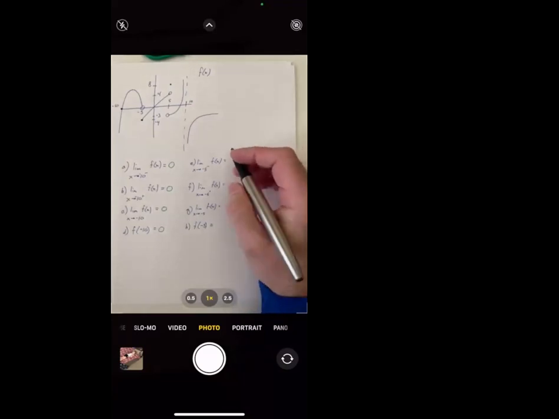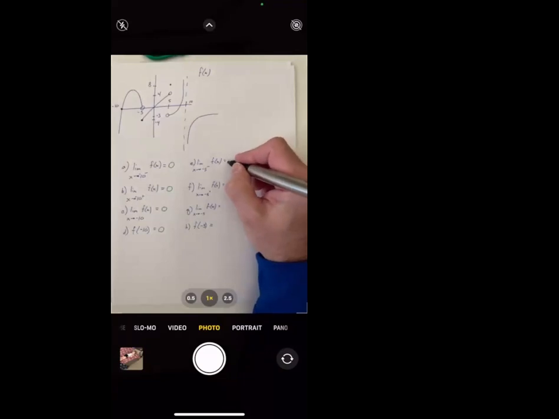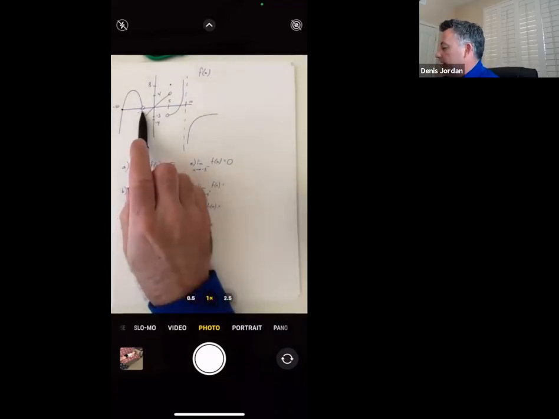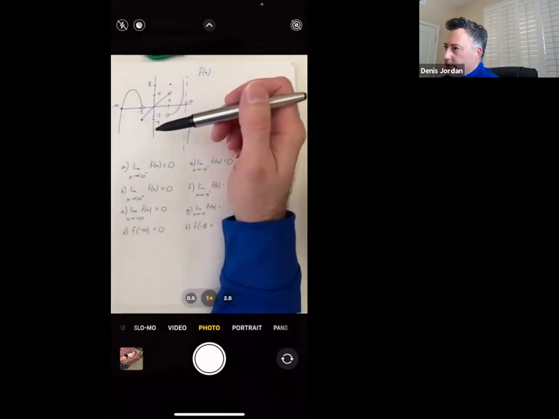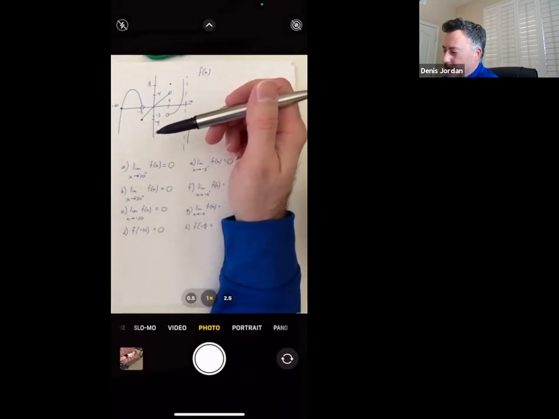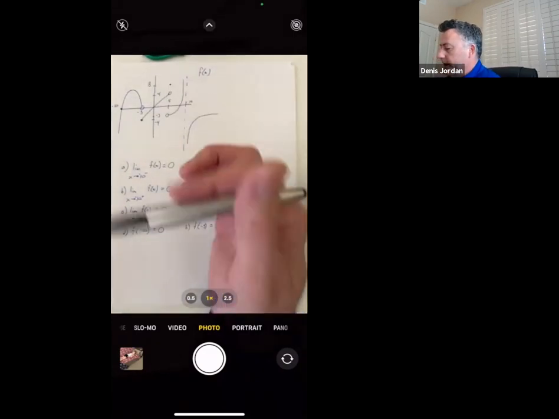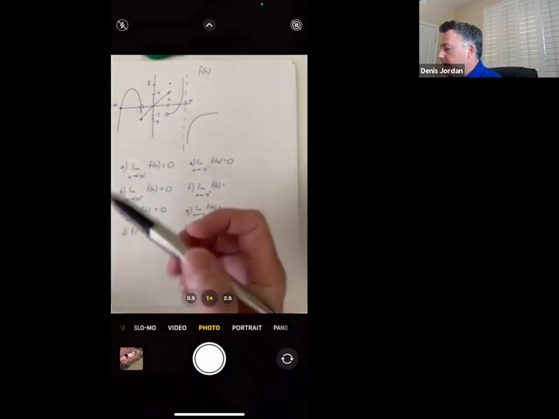Would that be 0? Yeah, it's going to be 0. Even though there's a hole there, it's like you don't care. You don't care if it's a hole, if it's a point. It's all about what it is approaching, not where the actual point is. And some people kind of get that confused or a little jumbled together.